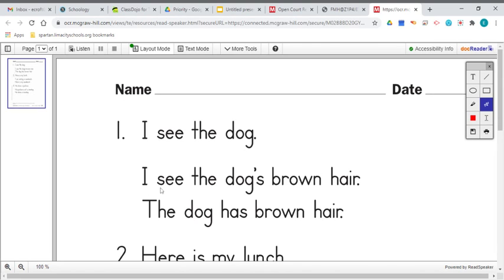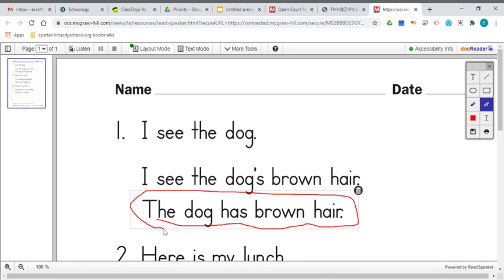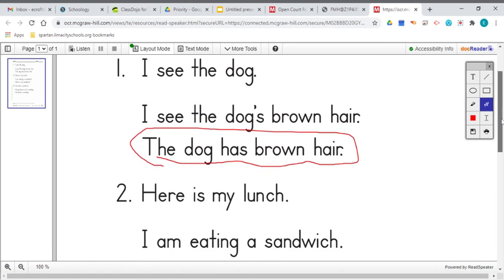So there's 2 choices here. It says, I see the dog's brown hair. The dog has brown hair. Which one of these 2 sentences starts differently, doesn't start the same? Right, the dog has brown hair. Instead of writing, I see the dog's brown hair, you're not going to start with all these, I see the. See how they would be starting exactly the same. It's just more interesting if it starts differently, all right? Looking for the sentence that starts in a different way.